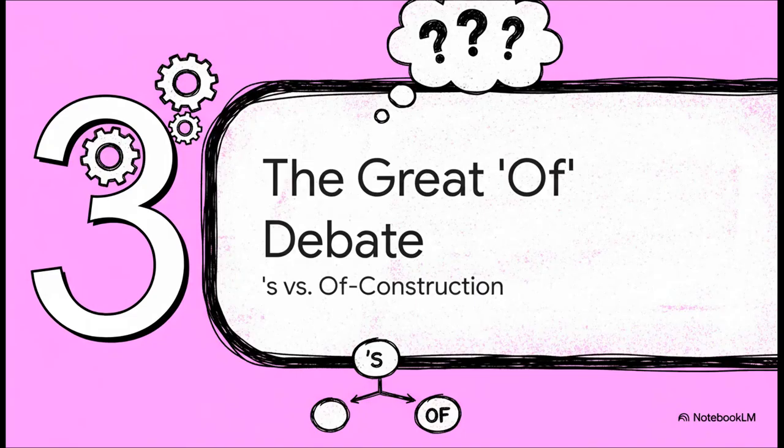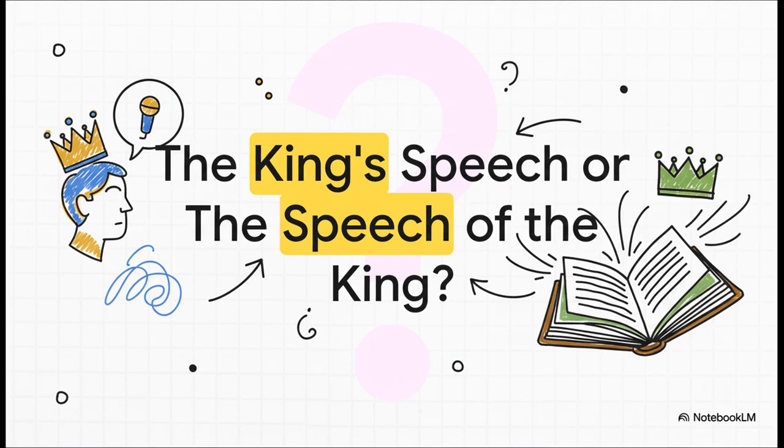Of course, that little apostrophe S isn't the only tool we have in the box. We've also got its biggest rival, the of construction. And this isn't a case of one being right and one being wrong. It's all about knowing which tool to grab for the job at hand. I mean, think about it. The king's speech and the speech of the king. They're both perfectly correct, but they feel different, don't they?